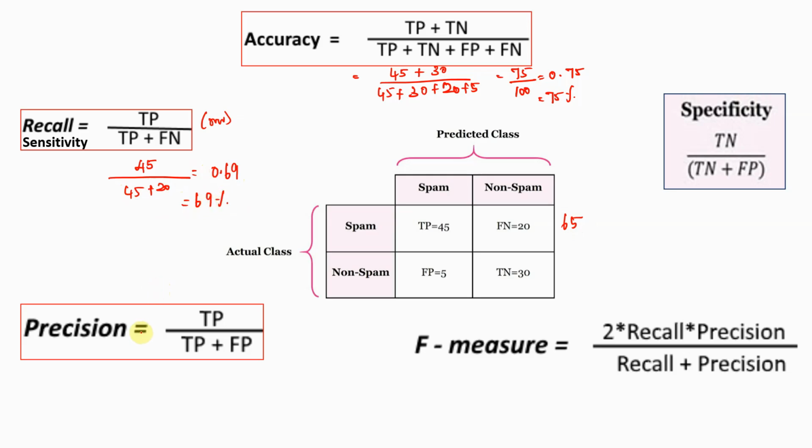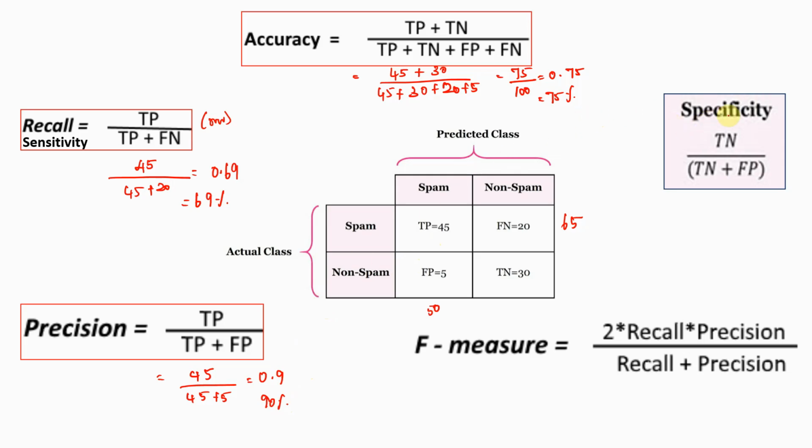Then go with the precision. Precision represents, out of what the machine predicted positive, how many are correctly positive. So which represents 45 divided by 45 plus 5. That value is 0.9, that is 90%. So your machine is able to predict 90% of positive samples correctly.